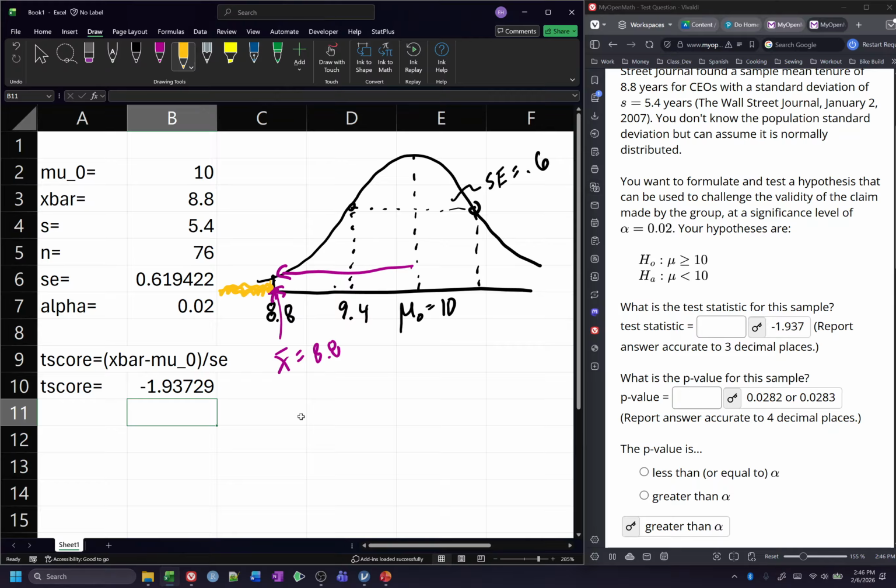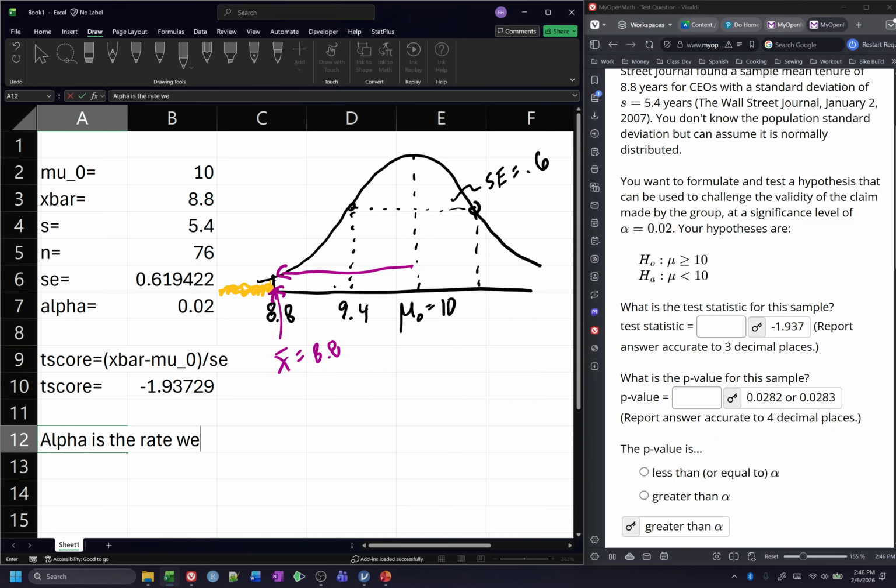Remember, alpha equals, let's type this out real quick. Alpha is the rate we are willing to make a type 1 error, which is a false positive. Basically, a false positive is saying, hey, I think that the CEO is wrong, and so I'm claiming that I found something important, but in reality, the original claim of 10 years really is the true statement.